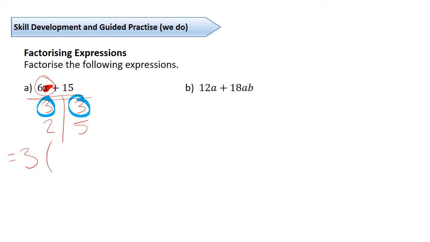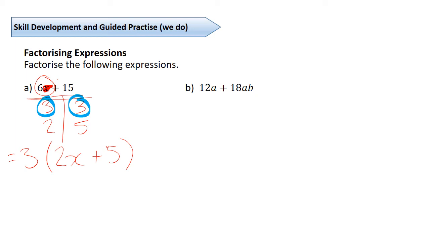That's what's going to go inside my bracket. So 3 times 2x is equal to 6x. I have a plus, so I'm going to plus. And then I need to say, well, 3 times what will give me 15? 3 times 5 is equal to 15.